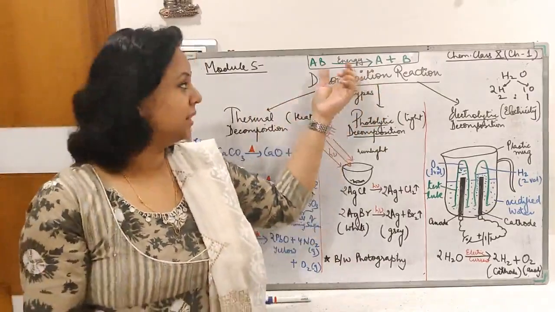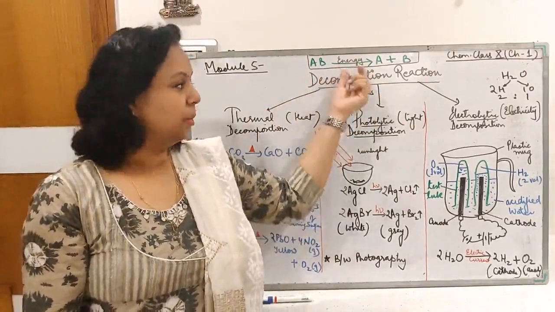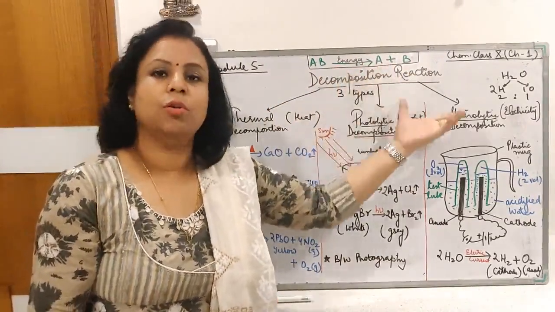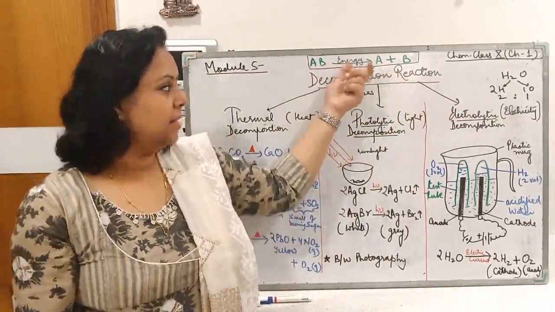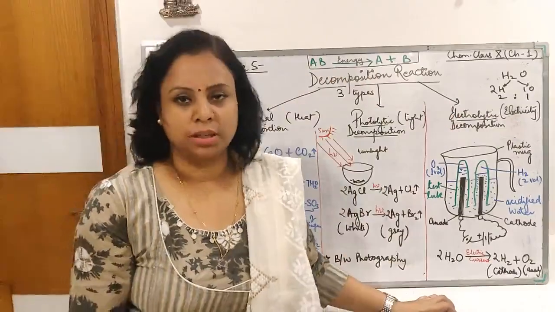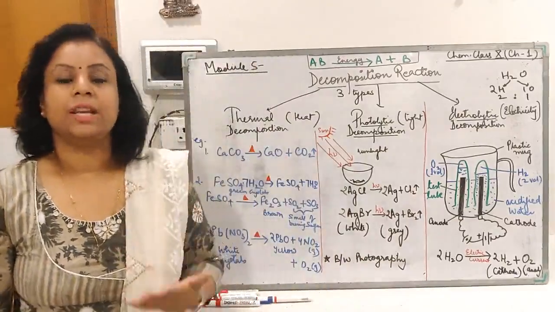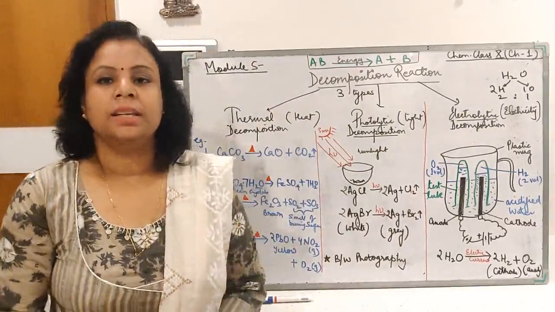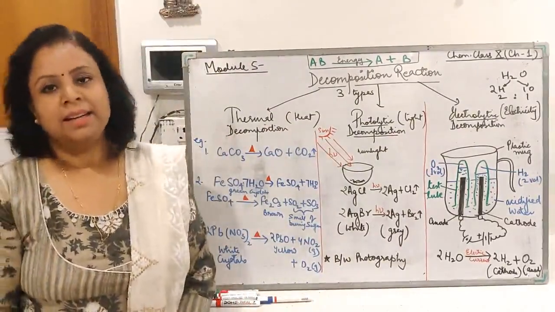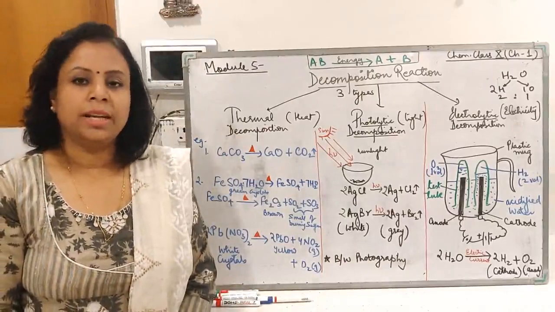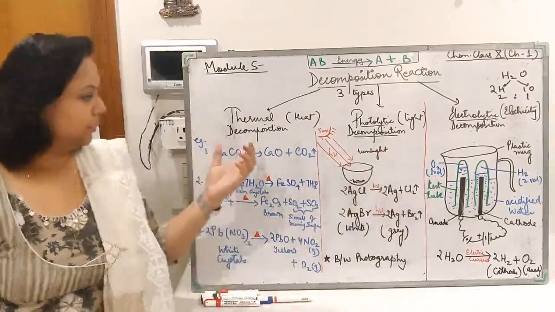Decomposition reaction is a reaction in which one bigger molecule breaks down into two or more products, which means there is just one reactant and it is forming two or more products. For such a reaction there is utilization of energy. The energy can be given in the form of heat, light and electricity. So accordingly we have three types of decomposition reactions.